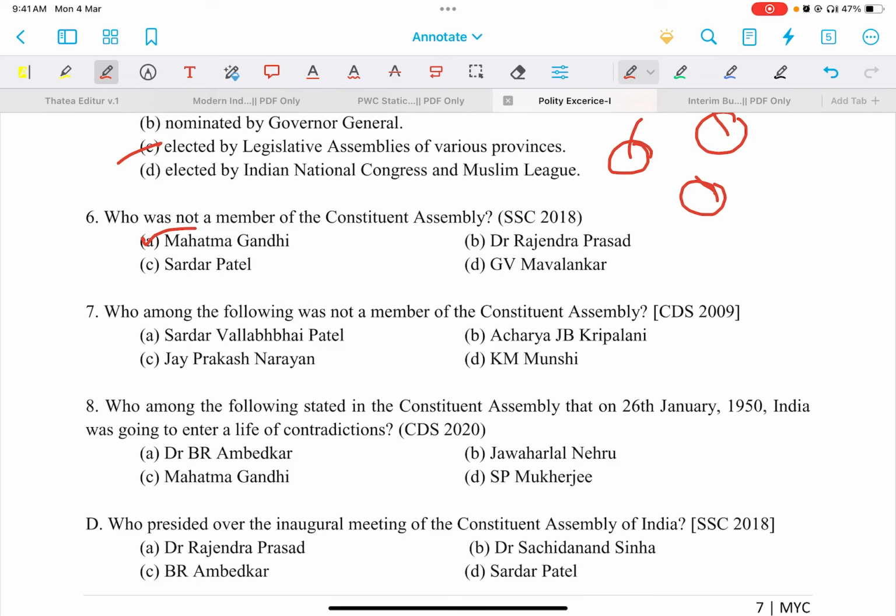Who among the following was not a member of Constituent Assembly? Jay Prakash Narayan.